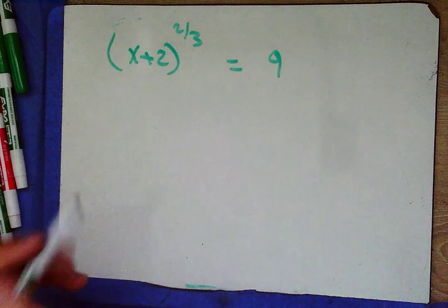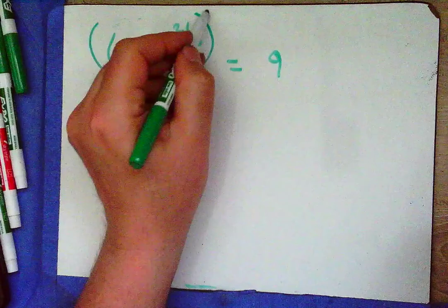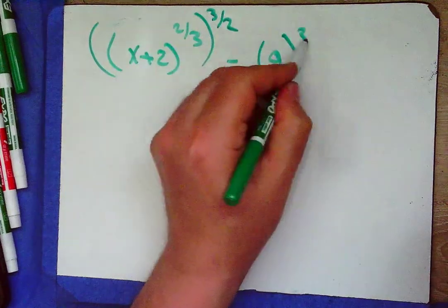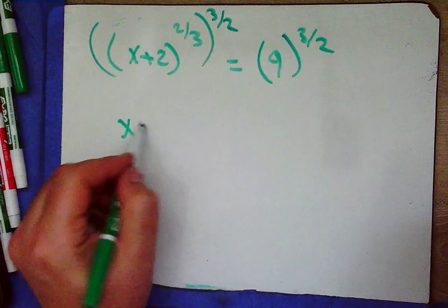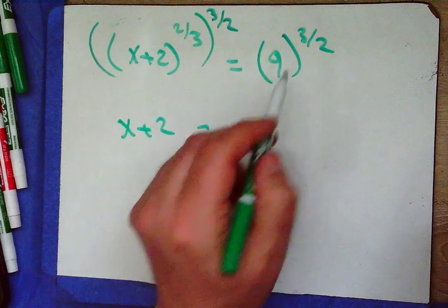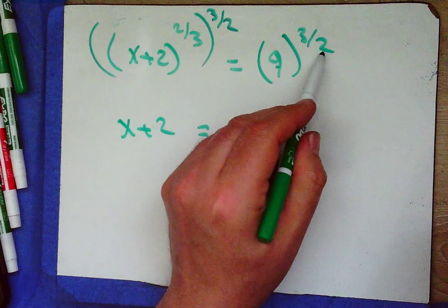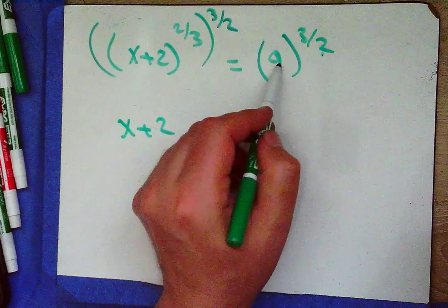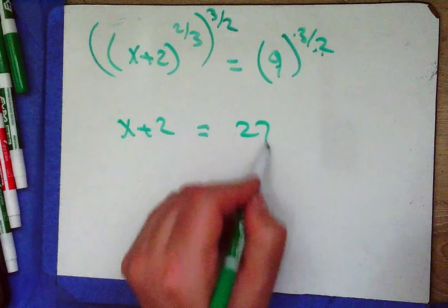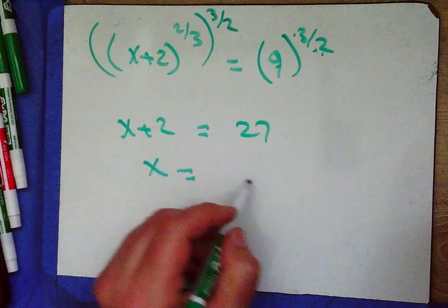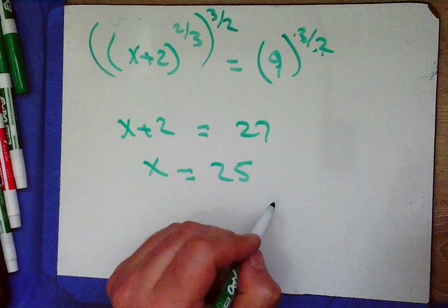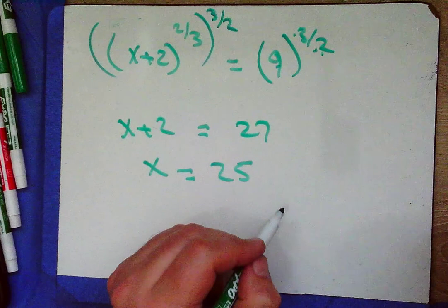Welcome back. So did you raise both sides to the 3/2 power? And did that give you x plus 2 equals, so the square root of 9 is 3, and 3 to the third is 27. And so x would equal 25. Is that it? Is that our only answer?